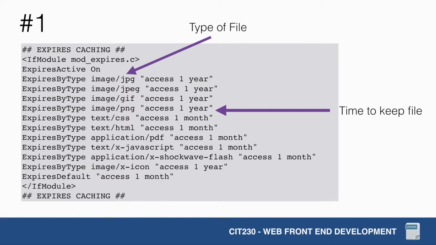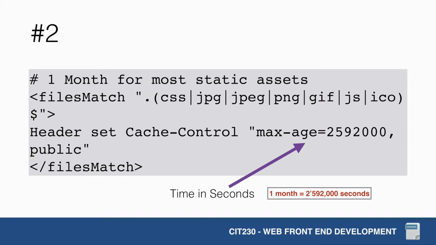You have to set a line for each different kind of image or text file, like CSS, HTML, or any other document on your site. Then the second and short way is to add this code, and this means that every CSS, JPG, PNG, GIF, JavaScript, and icon file is going to be stored on the computer for 1 month.